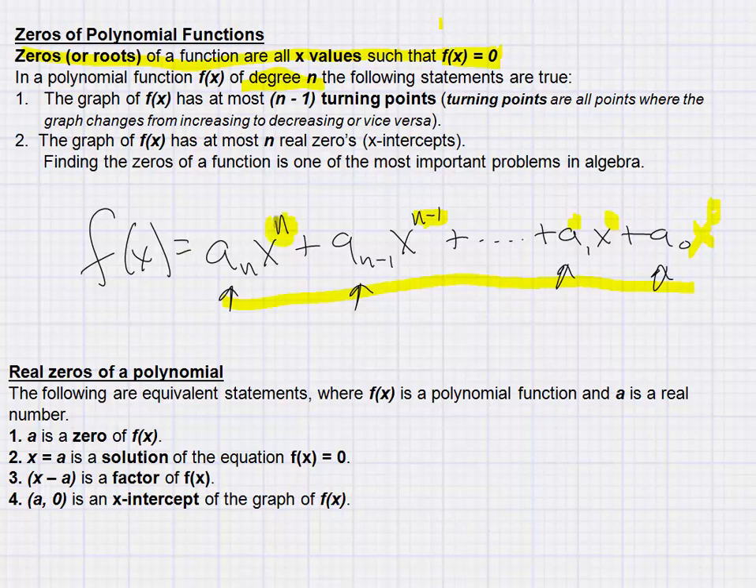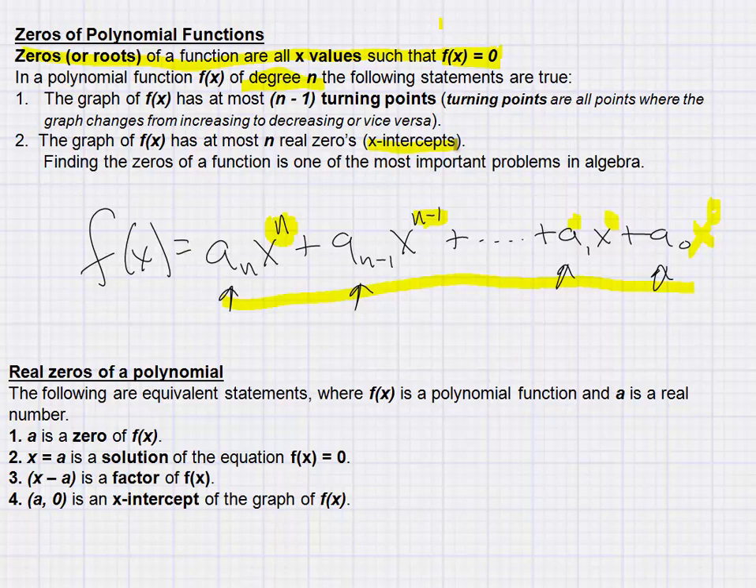So a couple of things that happen. If you look at the degree of the function, the degree can tell you two things. It tells you about turning points and tells you about the number of zeros you could get, which also relates to something called x-intercepts, which you should already be familiar with.